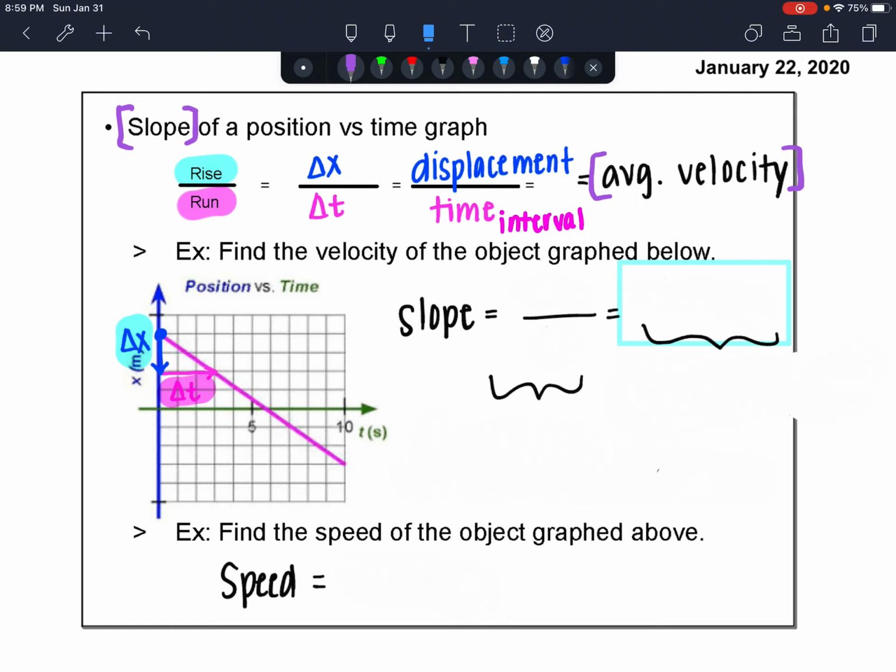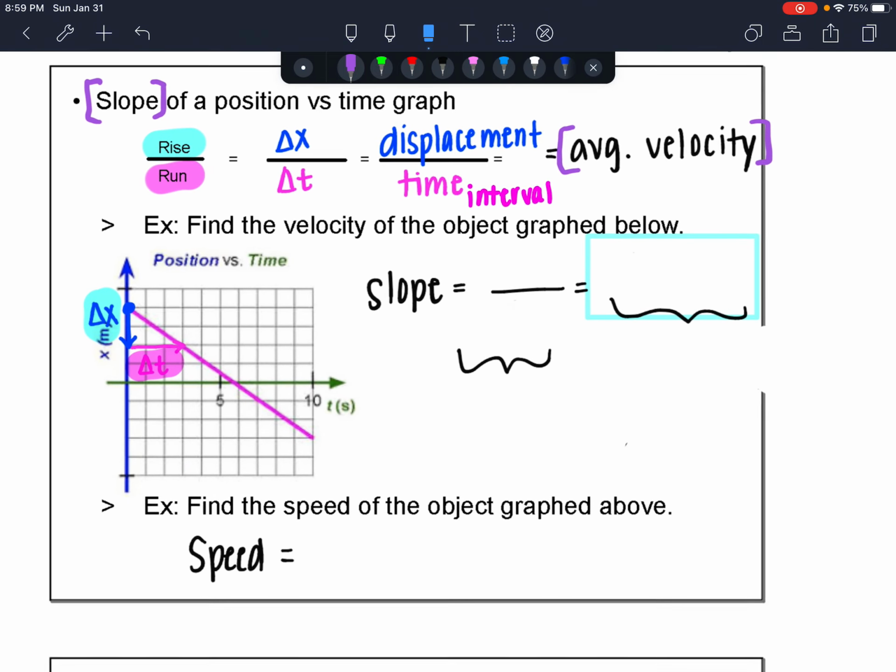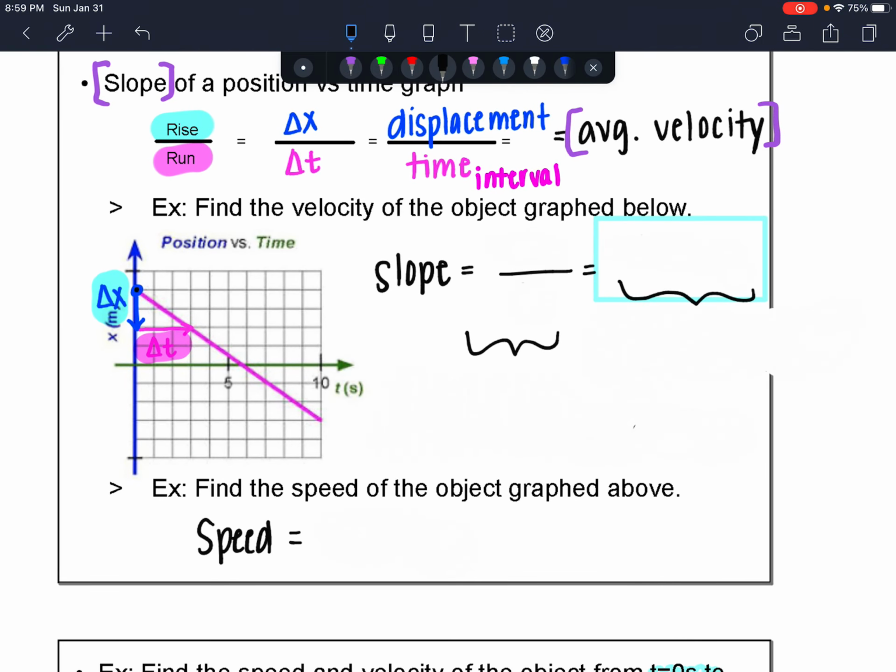So let's say we've been presented with this graph and we were asked to find the velocity of the object graphed below. All we'd have to do to find the velocity is to find the slope. So my slope is just going to be my rise over my run between 2 points. Now there have been 2 points selected already for you on this graph. The rise between these 2 points is down 2 meters. Down is the same thing as negative 2 meters or minus 2 meters. My run is how far to the right I went, and between these 2 points I went right 3 tick marks, which represents 3 seconds.